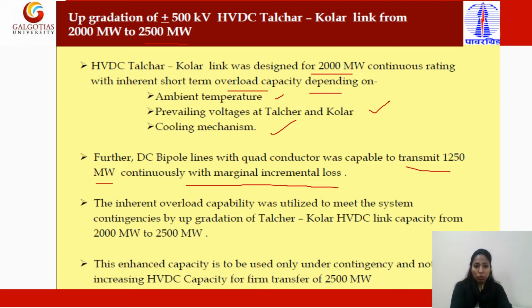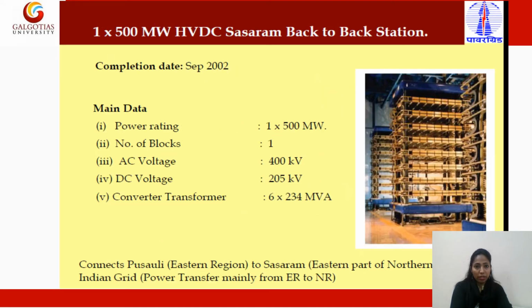So that's why it was used, and it is upgraded to 2500 megawatt from 2000 megawatt. This enhanced capacity is to be used only under contingency conditions. So the HVDC capacity is increased to 2500 megawatt in case of contingency or any emergency condition.